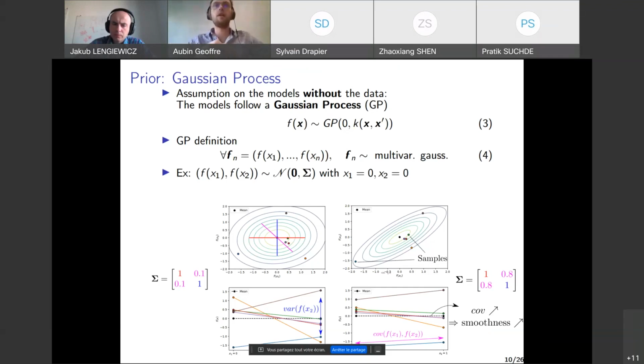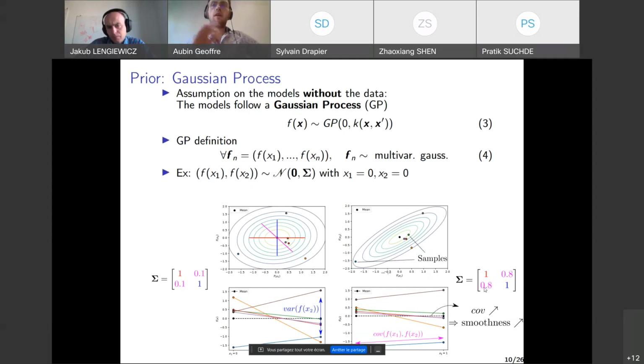If we go back to the Gaussian process definition, this means that for any subset I can take from f(x1) to f(xn), the corresponding vector will follow a multivariate Gaussian. I've tried to illustrate it with a small example. If f(x1) and f(x2) follow a Gaussian process, then we can see the following covariance matrix, where the off-diagonal terms are quite low and the diagonal terms are higher.